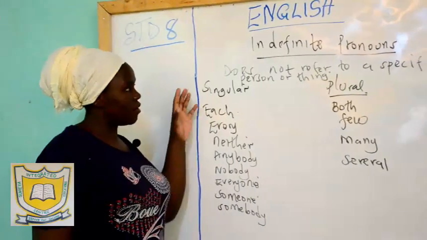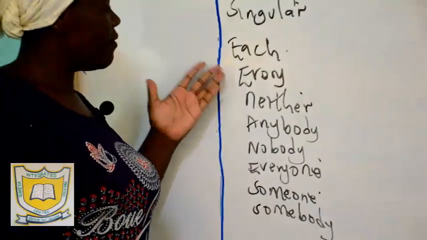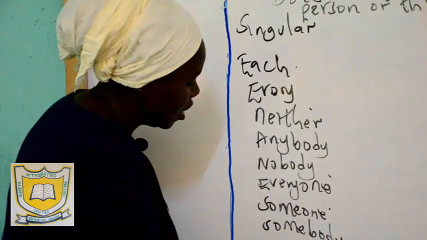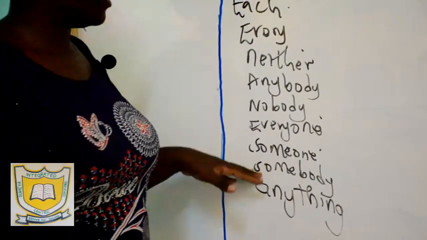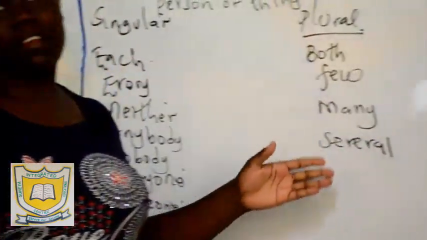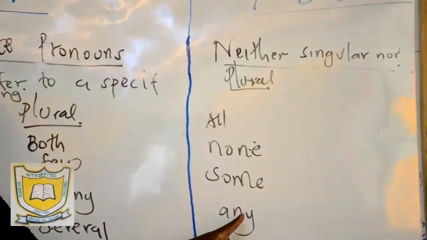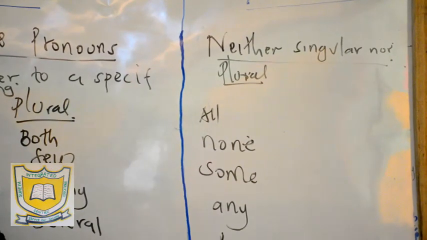So these are examples of indefinite pronouns. You have each, every, neither, anybody, nobody, everyone, someone, somebody. You can have anything. Then we have both, few, many, and several. Then we have all, none, some, and any. These are examples of indefinite pronouns.